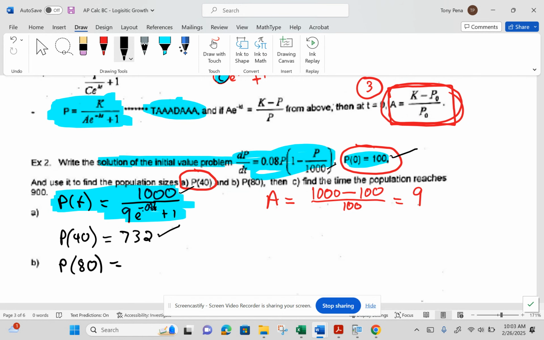Okay? All right, and then plug it in. You can just pull up your old one and put the 80 in for the 40. Save some time here. And then that should give us, to the whole number, 985. Okay?